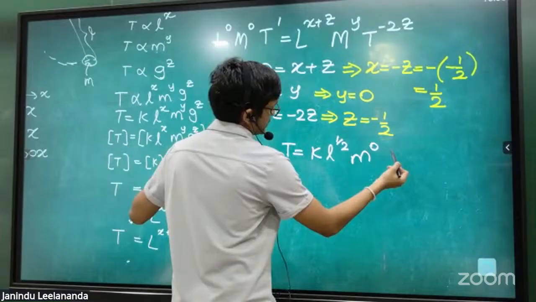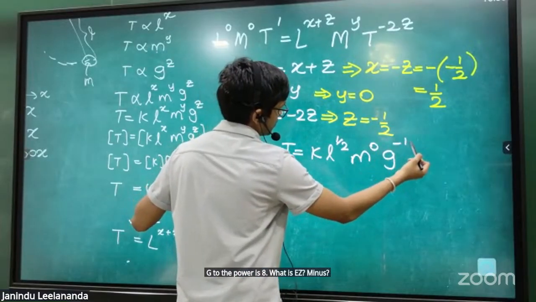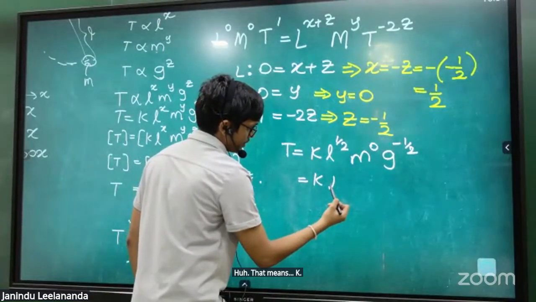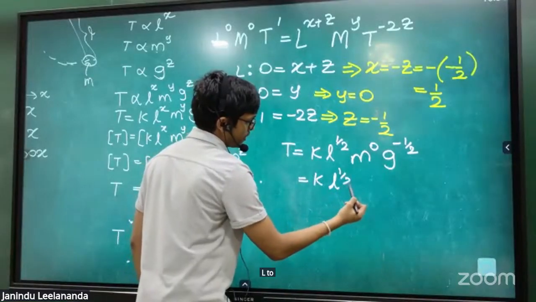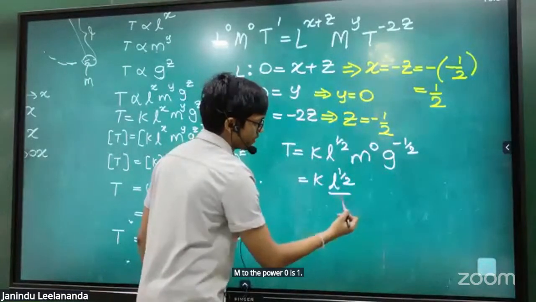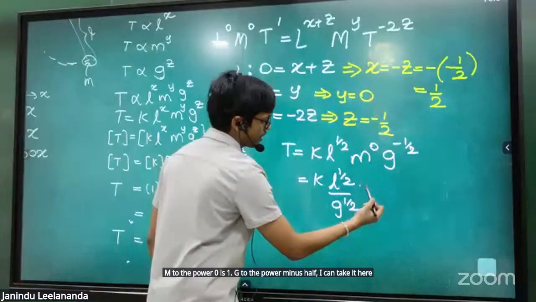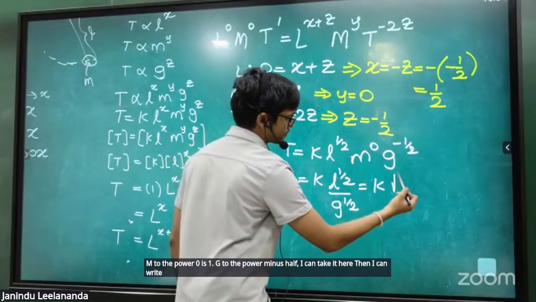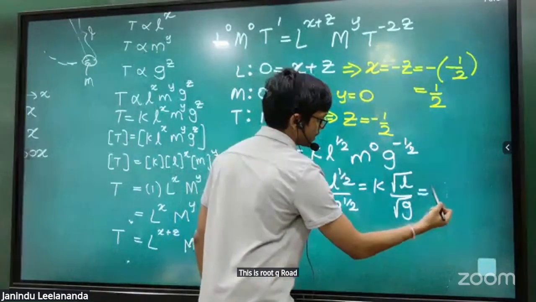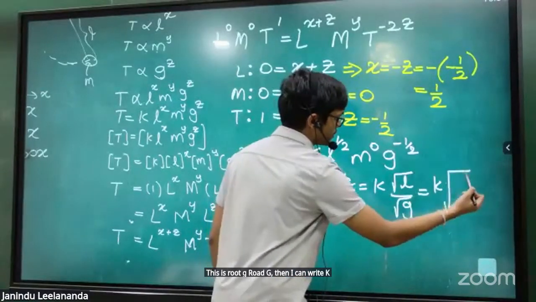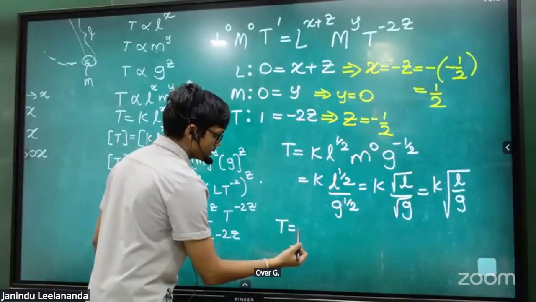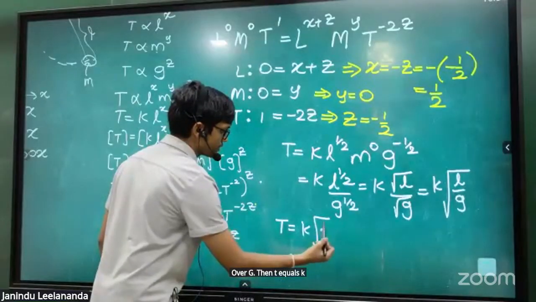G to the power z. What is z? Minus half. That means k L to the power half. M to the power 0 means 1, right? M to the power 0 is 1. G to the power minus half, I can take it here. Then I can write k, root L over root G. Then T equals k root L over G.